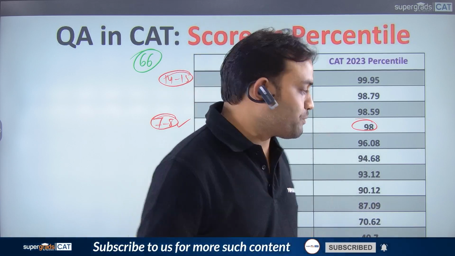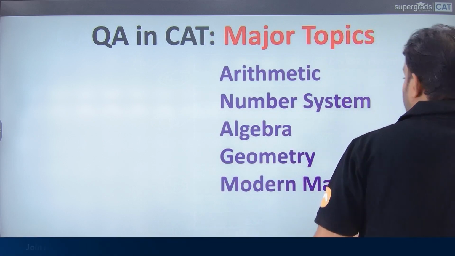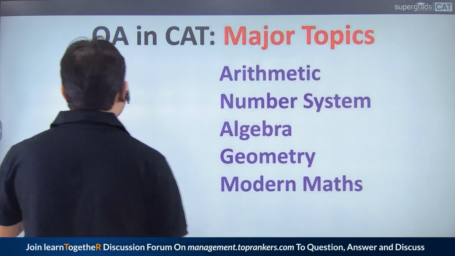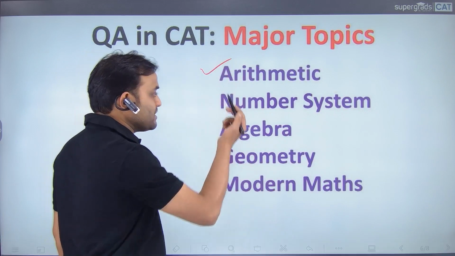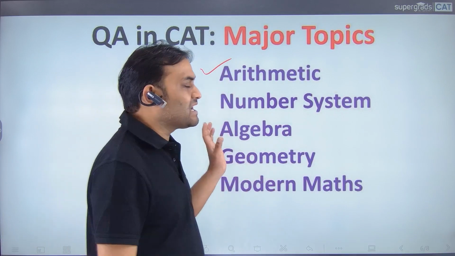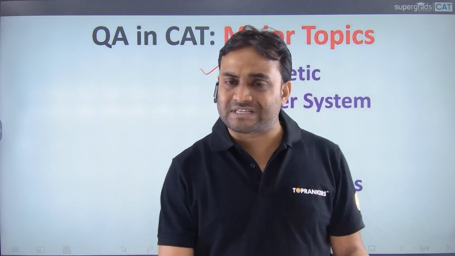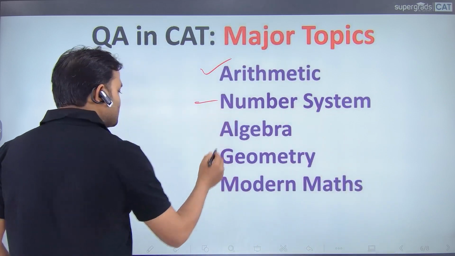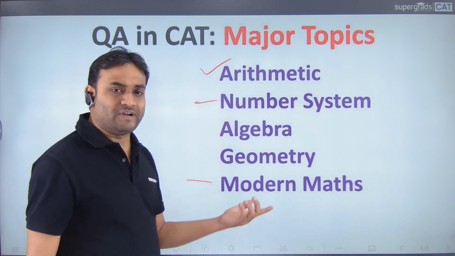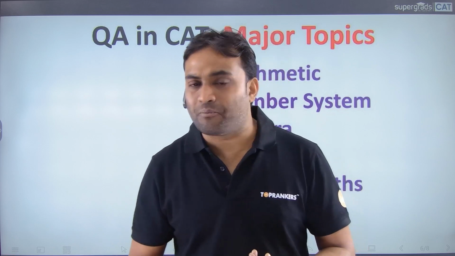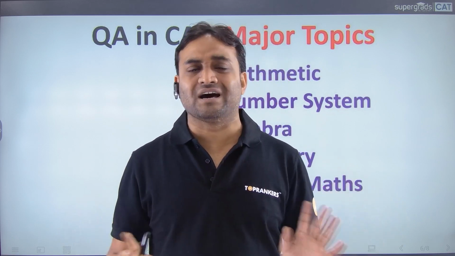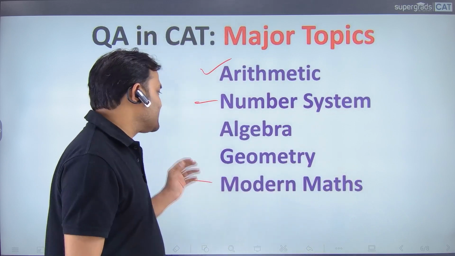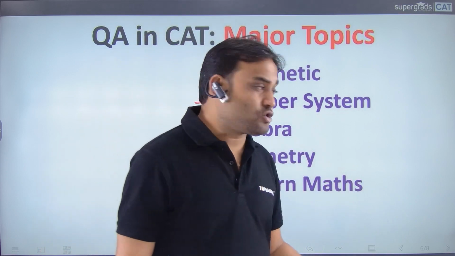Now, if you want to prepare, what should you prepare out of all the topics? As I have already told you, arithmetic is very important. In recent years, there are not many questions from number system. There are not many questions from modern maths. In modern maths, we can take permutation and combination, and probability. Probability is almost zero in the last 10 years or so. You can also take trigonometry and coordinate geometry.